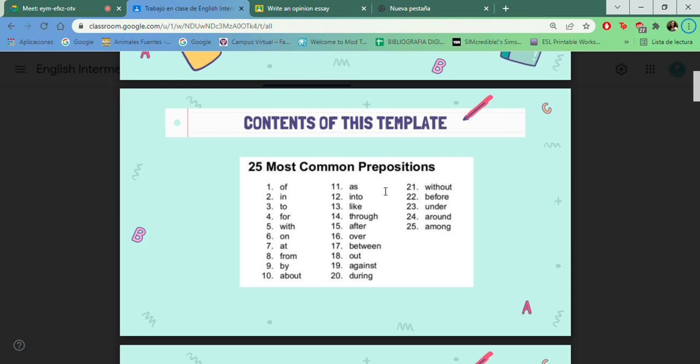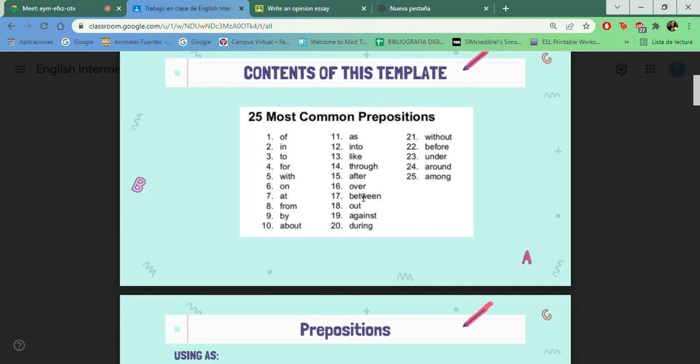At can be a connector, not only a preposition. Into is a preposition of movement. When you go inside a place or something, it's into, it's a preposition of movement. Like, for example, when you give examples, so you compare, not as a verb.